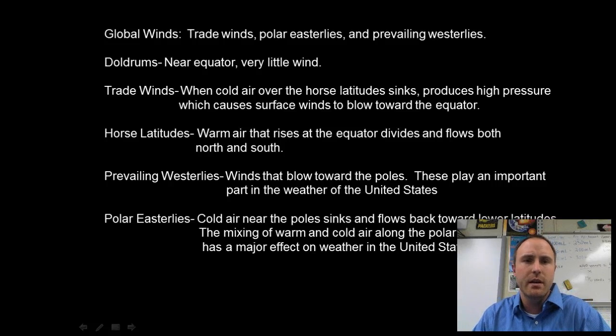The definitions of the global winds: there are trade winds, polar easterlies, and prevailing westerlies. There's also a term that's called the doldrums. The doldrums are found near the equator. They have very little wind.